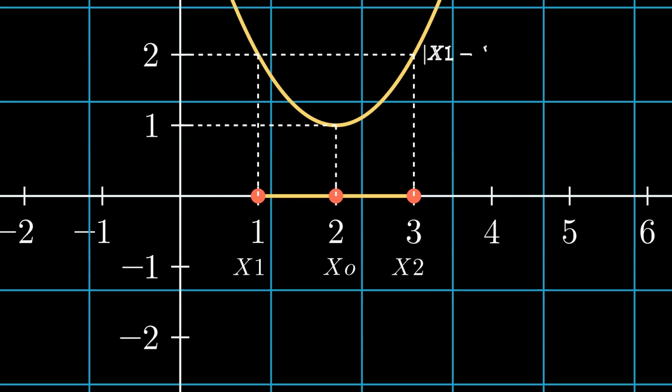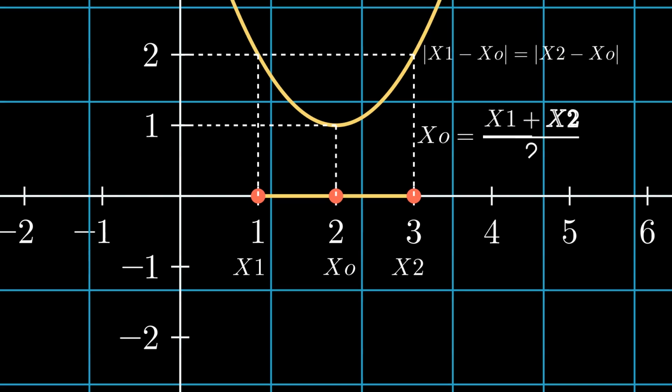We can express this result in terms of absolute values, then we can get the vertex as the average of the two inputs, x1 plus x2 over 2. This will be our key relation to figure out the generalized quadratic formula.